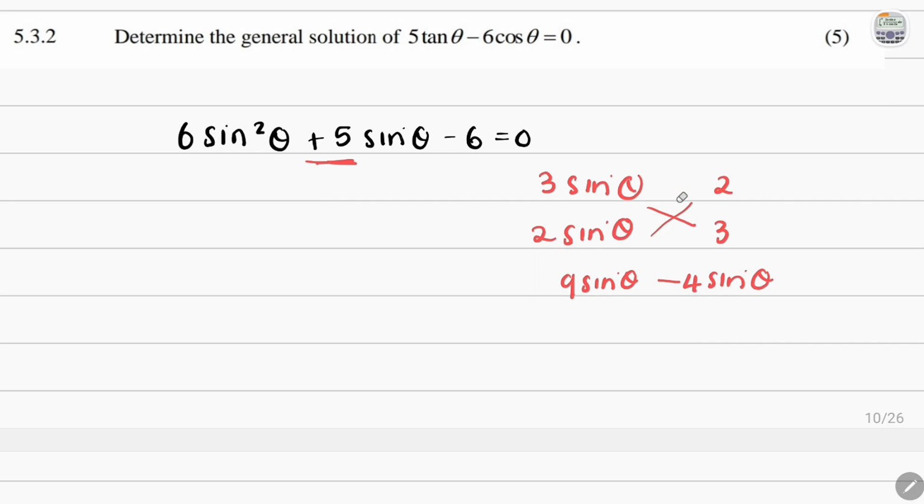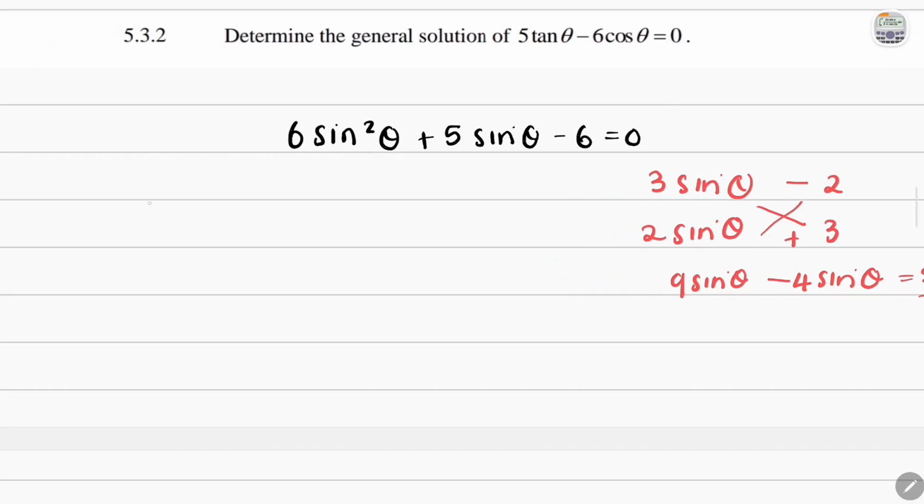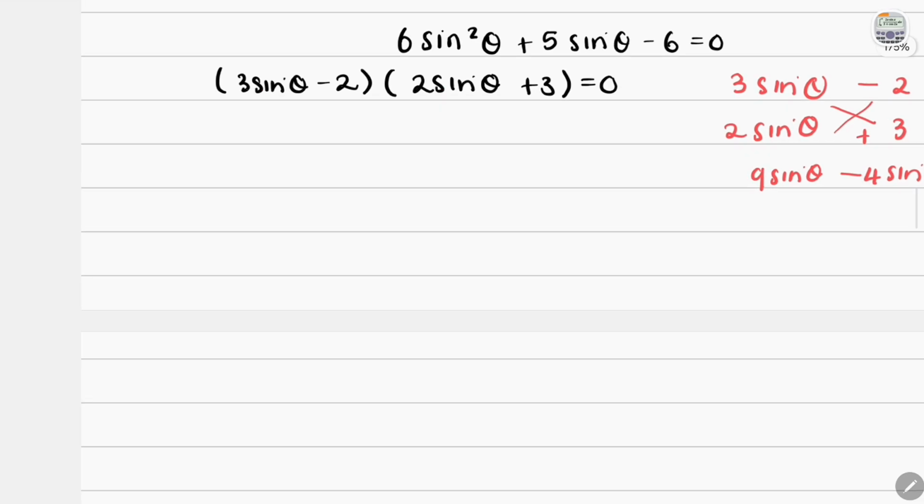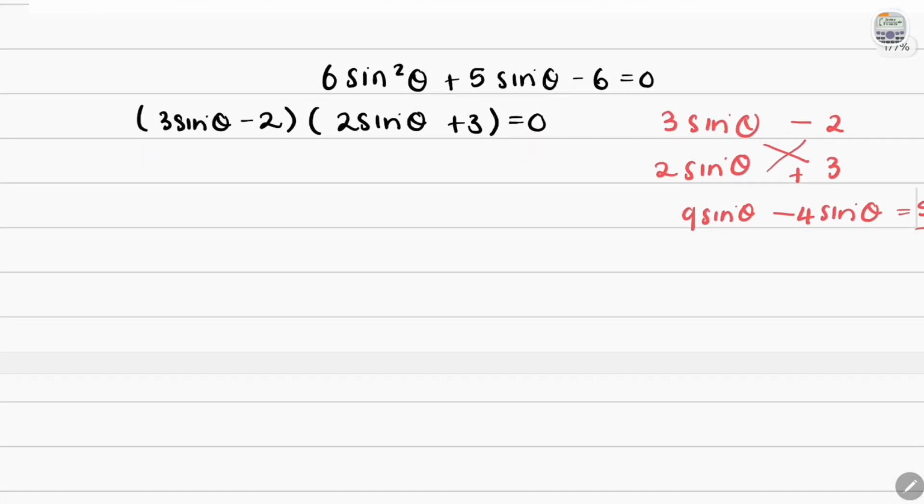So we're going to give the negative to the factor that helped us get 4 sine theta. So that's 2 sine theta times 2. This takes the negative, this takes the positive. And there we go: 9 sine theta minus 4 sine theta equals 5 sine theta. We actually do get our middle term. So those are our factors. We'll say it's 3 sine theta minus 2 multiplied by 2 sine theta plus 3 is equal to 0. And all we have to do is solve for theta, find the general solution.